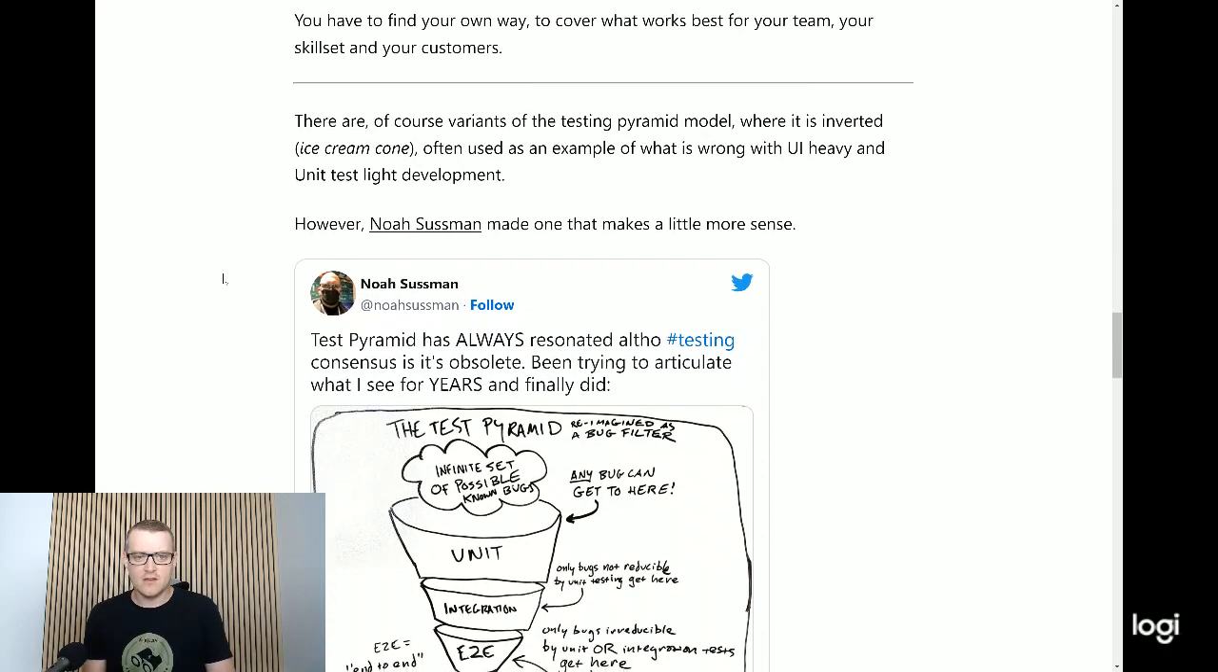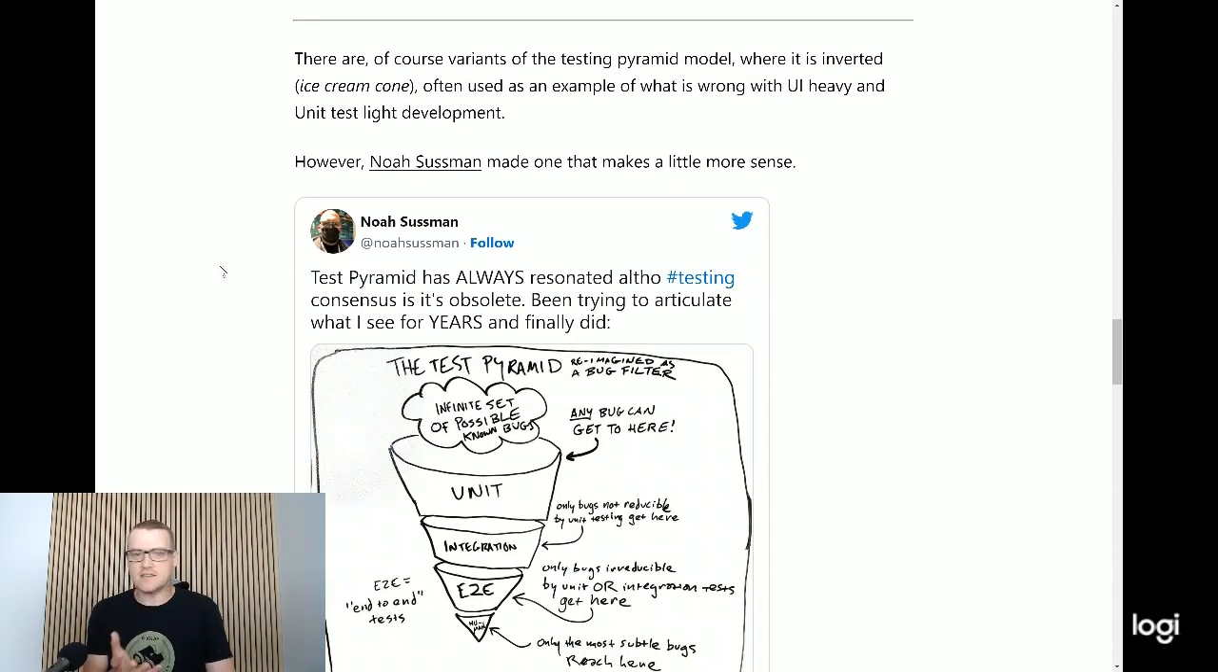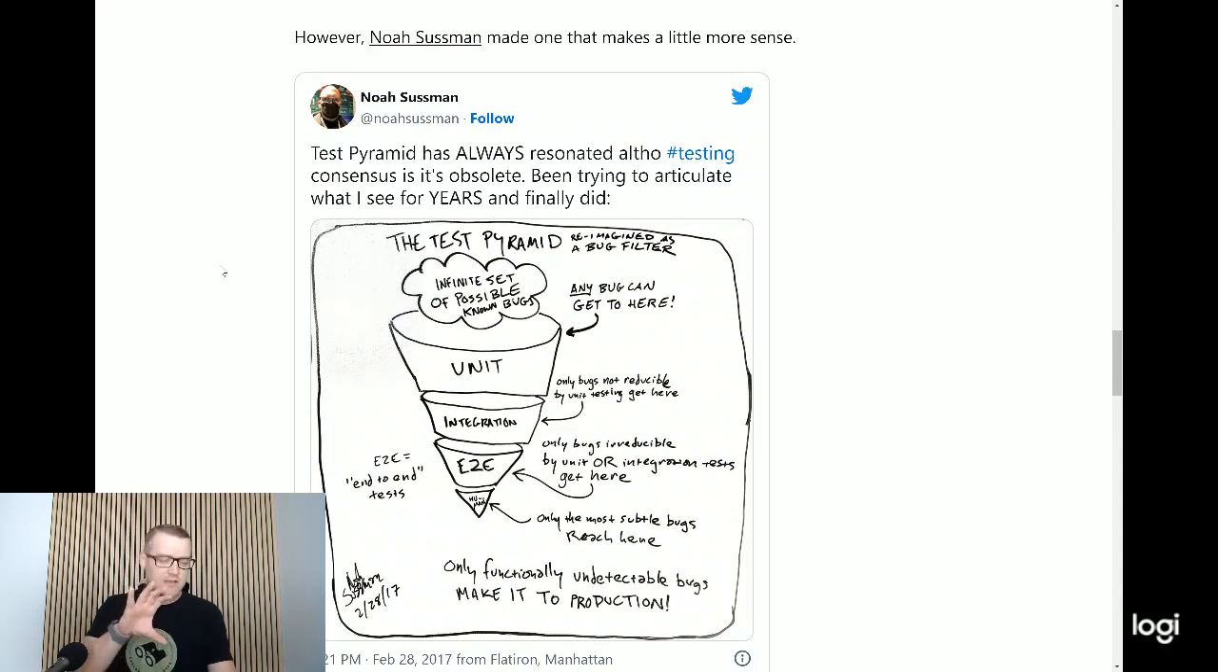There are, of course, variants of the testing pyramid model where it's inverted, the ice cream cone often used as an example of what is wrong with UI-heavy and unit-test-light development. However, Noah Sussman made one that makes a little bit more sense, or it certainly did help me see something in a different light. He just flipped it and gave me a different perspective.